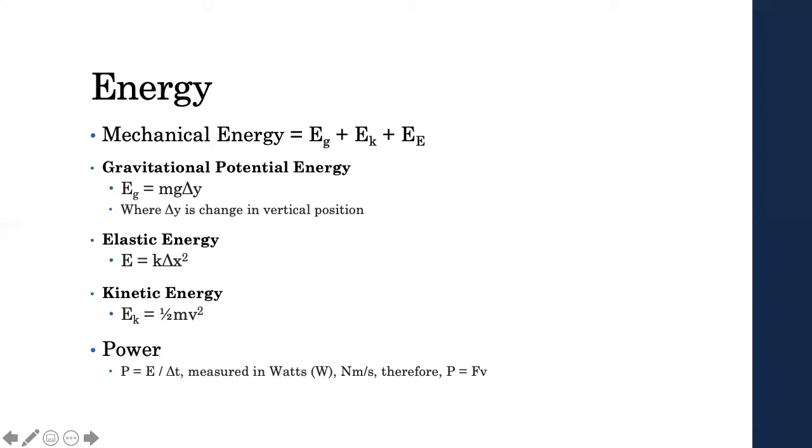Power is energy per time. It's measured in watts. Watts are therefore newton meters per second. And doing a quick unit analysis, you can also say that power is equal to force times speed. If you work those units out, force being newtons, speed being meters per second, 1 watt is 1 newton meter per second.